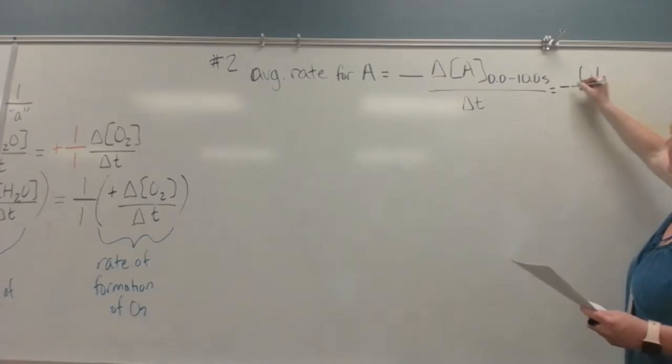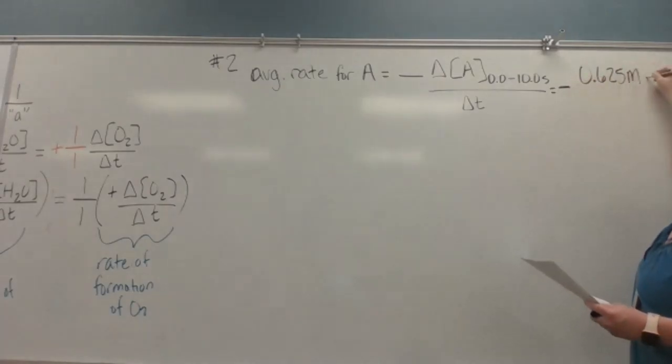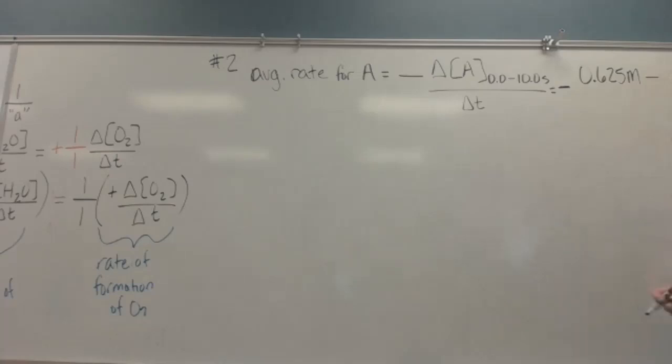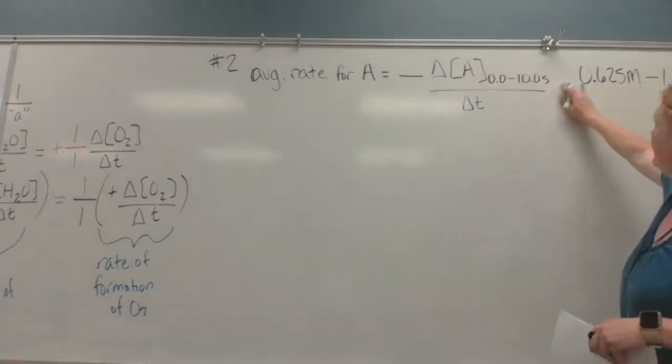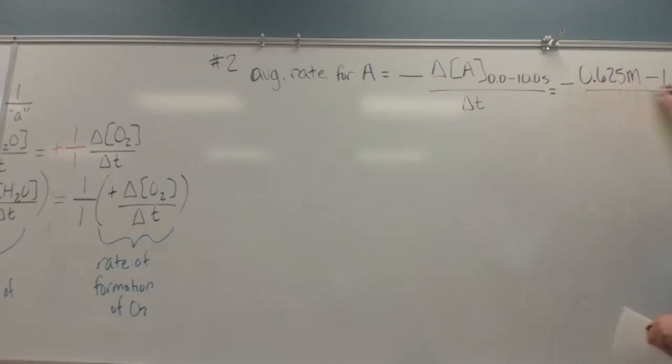Okay, negative in front, 0.625 molar minus initial. What is it at time 0? 1.000 molar. Divided by 10 minus 0. Right?